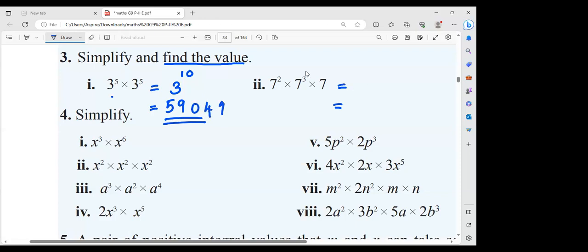Here, when you simplify, what is the power you get? There's no index here, so it is 7 to the power of 6, no? Then 7 to the power of 6. The answer is 117,649. Okay. Now here, simplify and tell me what the answers are. At once we can obtain the answers.